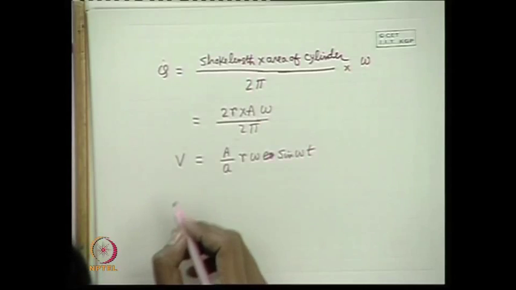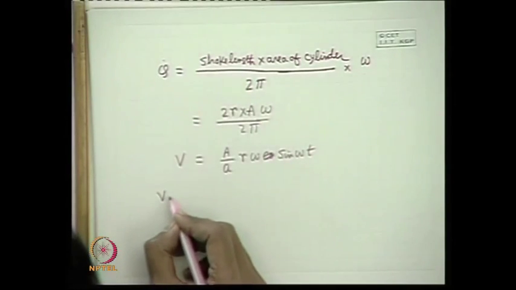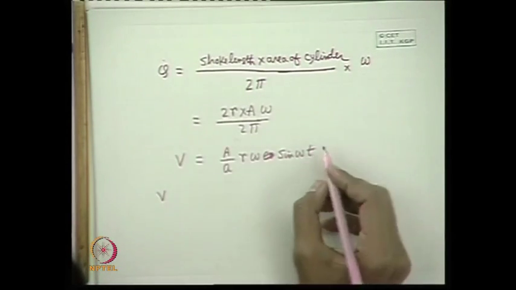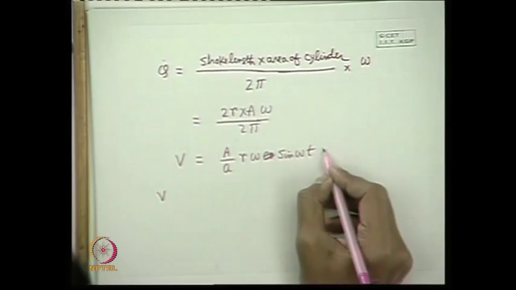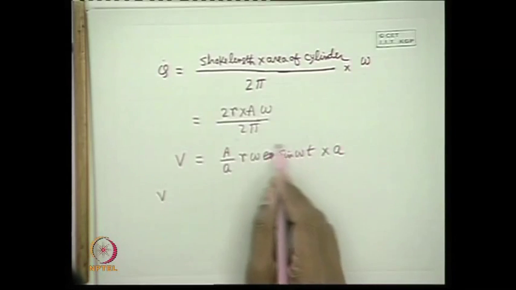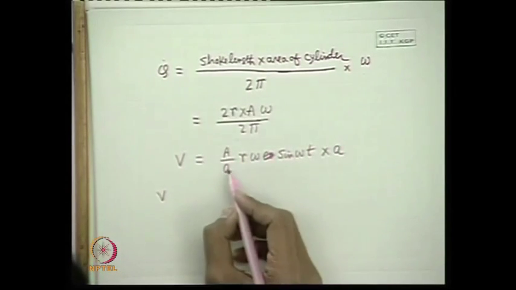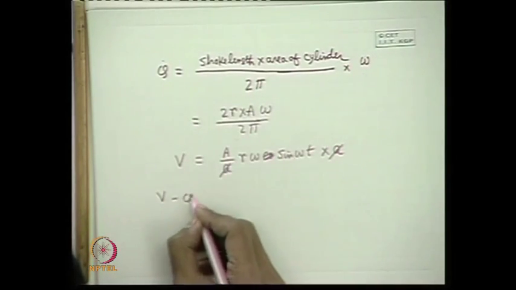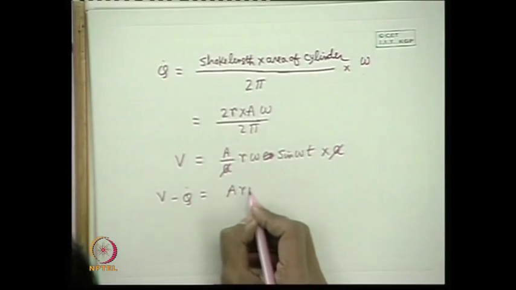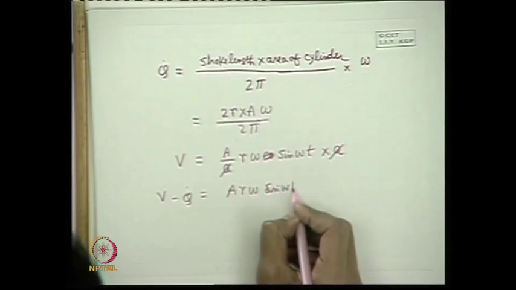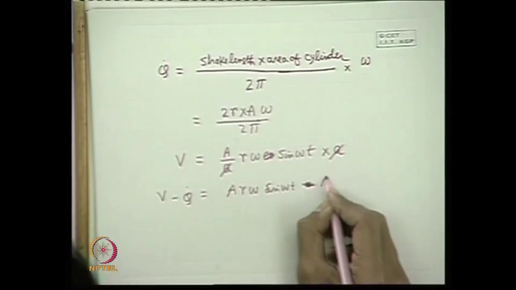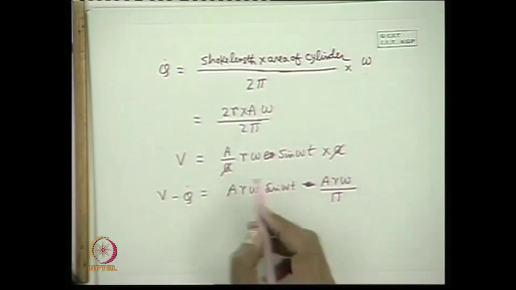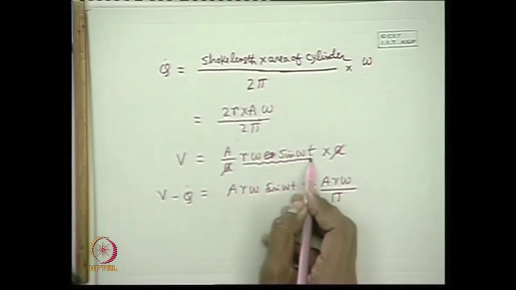So, this is the instantaneous velocity, not the discharge, okay? Then it will be multiplied with the area. So, the instantaneous discharge is A R omega sin omega t. Therefore, Q dot minus Q dot mean will be A R omega sin omega t minus A R omega by pi. Clear? This was the velocity of the piston, R omega sin omega t.